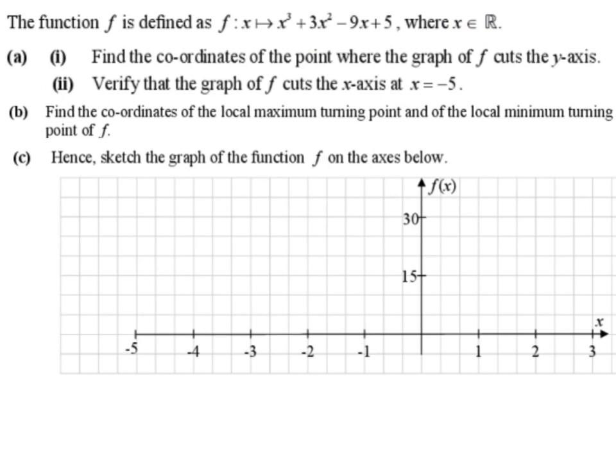Part B, find the coordinates of the local maximum turning point and of the local minimum turning point of f. Part C, hence, sketch the graph of the function f on the axis below. This is our x-axis, this is our y-axis, and we need to draw our function on this graph.